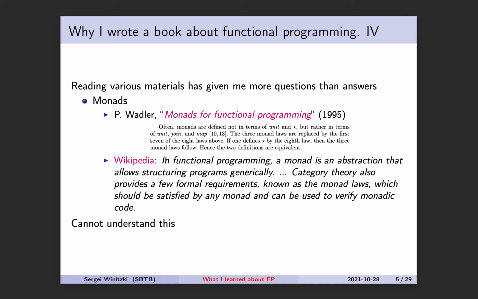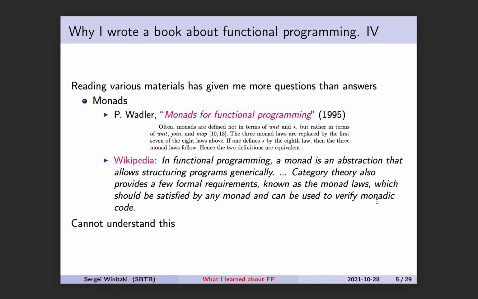Wikipedia is not clear. A monad is an abstraction that allows structuring programs generically. What does that mean? Category theory provides monad laws which will be satisfied and can be used to verify monadic code. What is monadic code? How do we verify it? It's not clear. I can't understand this.